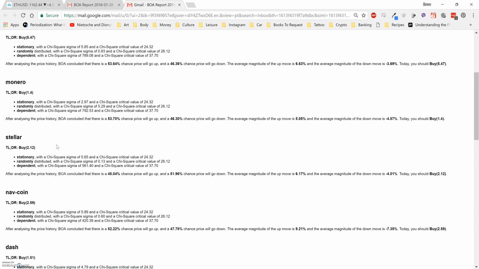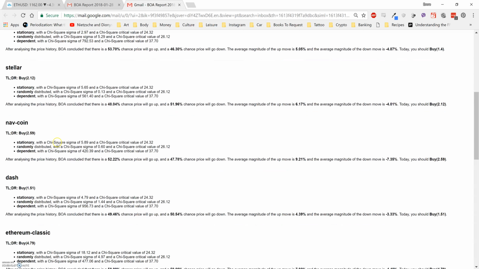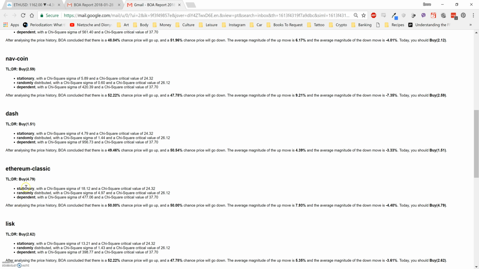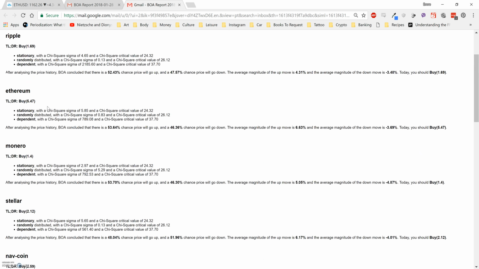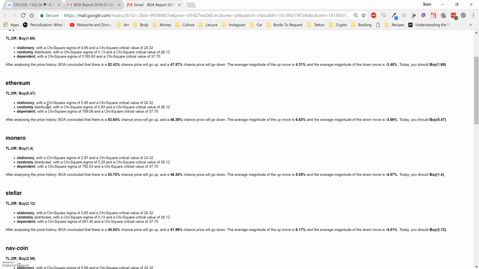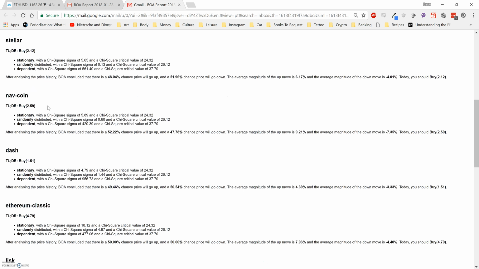Now, the coins might not always be the same. In the future, we have been known to add some coins. It was Bitcoin, Litecoin, and Ethereum in the beginning. Now there's also Classic, Lisk, Dash, Navcoin, and that's usually at the discretion of the BOA team. And if you really want a specific coin to be analyzed, you can let us know, and we'll consider it.